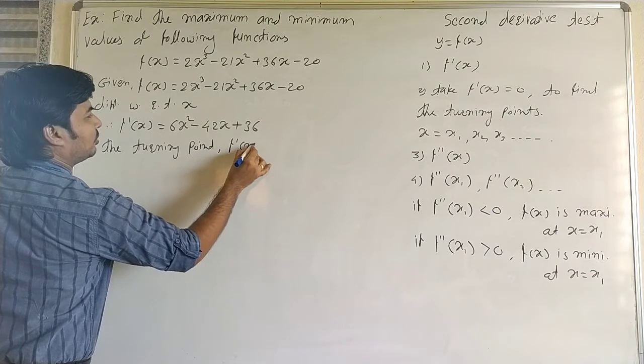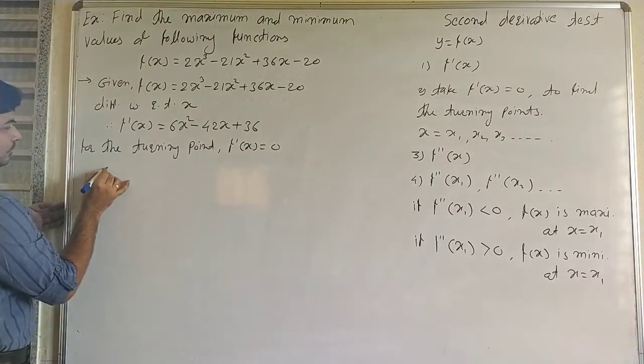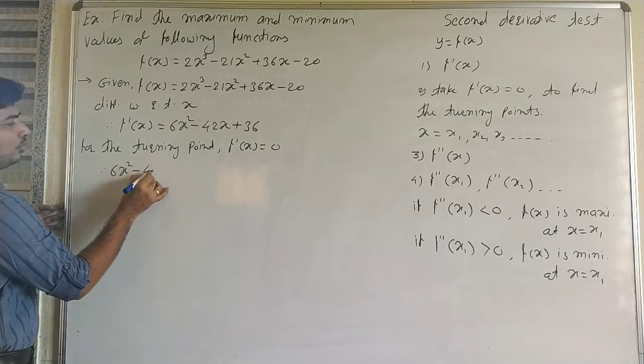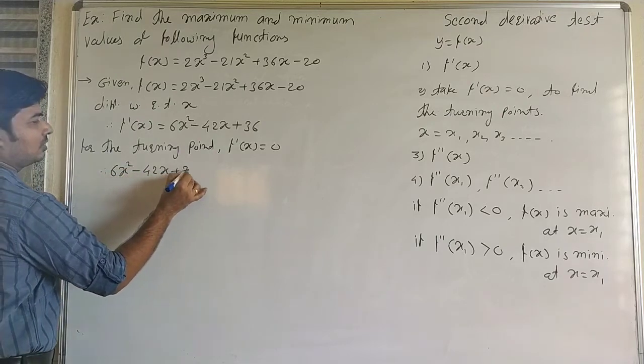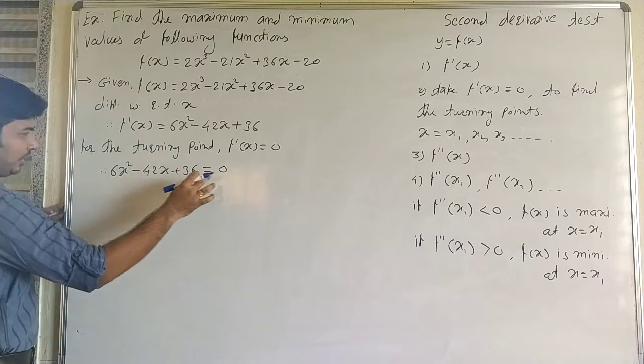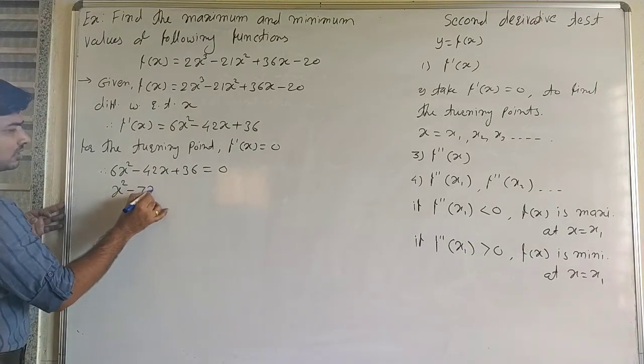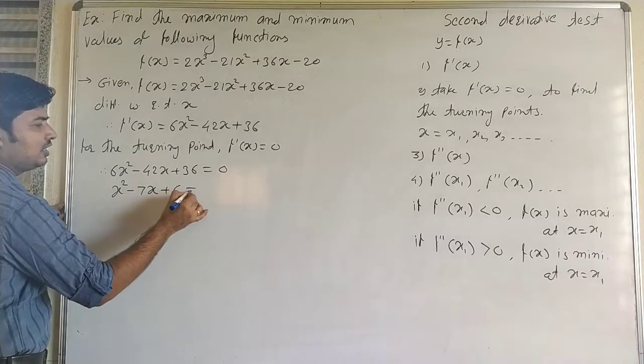Put f dash of x is equal to 0. Therefore 6x square minus 42x plus 36 is equal to 0. या सगळ्याच्यातून 6 कॉमन निघते. Then x square minus 7x plus 6 is equal to 0.